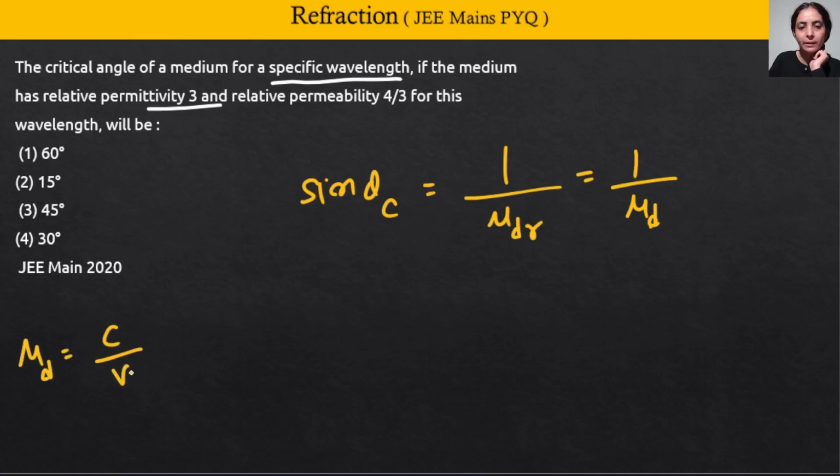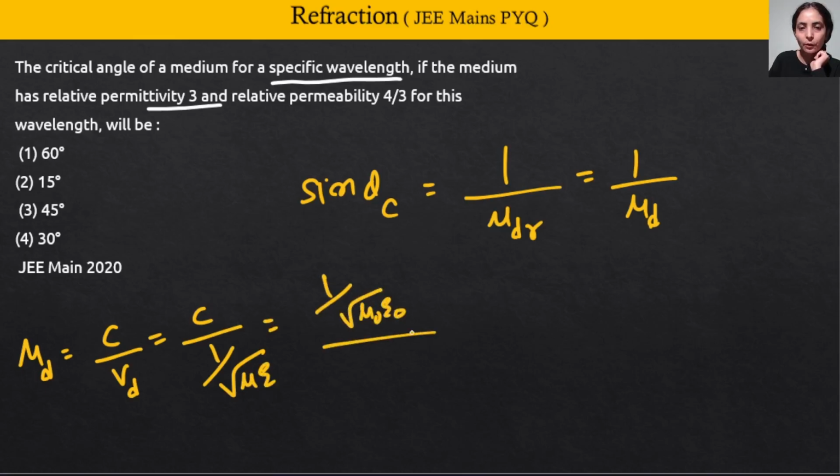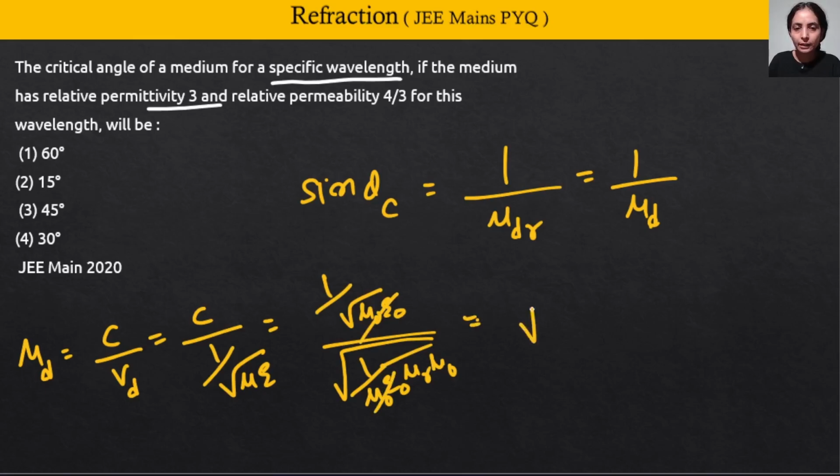Look, this can be written as c by vd, and what can vd be written as? vd can be written as 1 by root under mu and epsilon. And c can be written as 1 by root under mu naught epsilon naught. So this is divided by 1 by root under mu, which is mu r into mu naught, so this is mu naught mu r. Epsilon is epsilon naught epsilon r. So this is epsilon naught mu r mu naught. It is this one, right? So this will get cancelled, and you are left with root under mu r epsilon r.